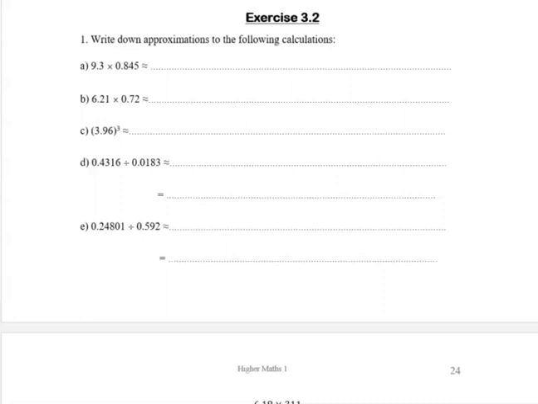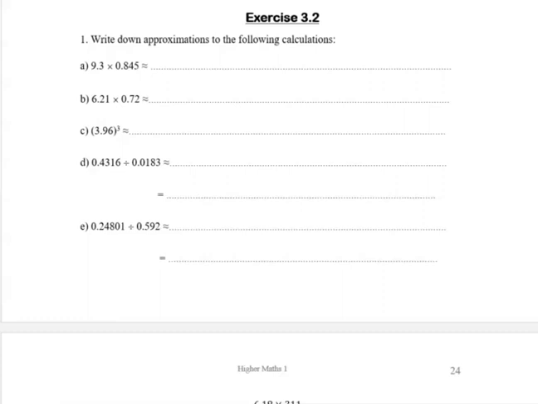Exercise 3.2. Question 1. Write down approximations to the following calculations. Now the word approximations is suitable, and so is the word estimation. So what we're going to do is round everything to one significant figure. Now the reason for that is whenever the question, you could have addition in 5 different places, but if you have one multiplication or division, you are expected to round everything to one significant figure. It simplifies the process and makes it a lot easier.